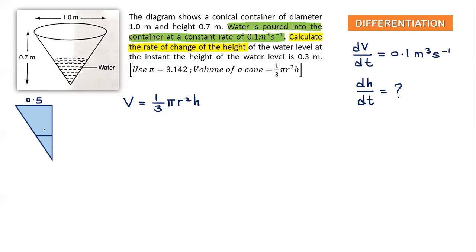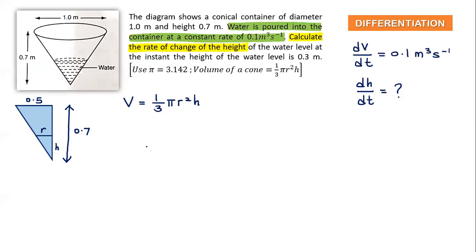Okay, 0.5. This is the radius of the inside one. You can go back here. You see, this is the radius, right? This is a small radius, and this is the height of this small cone, right? Got it? Now the total height here is 0.7. But the small height here I put as h.